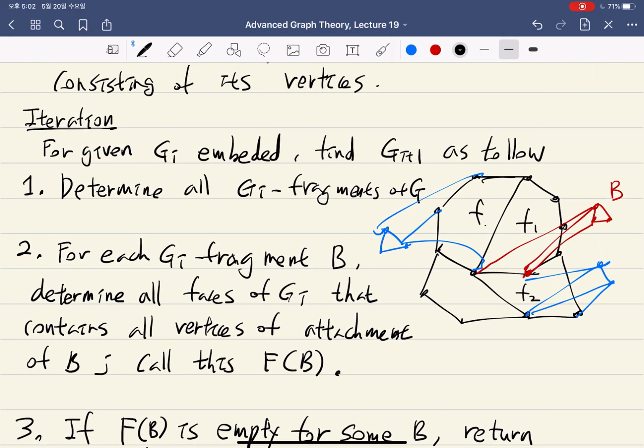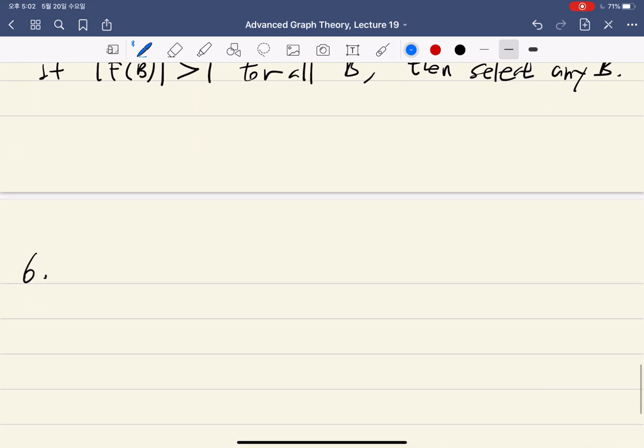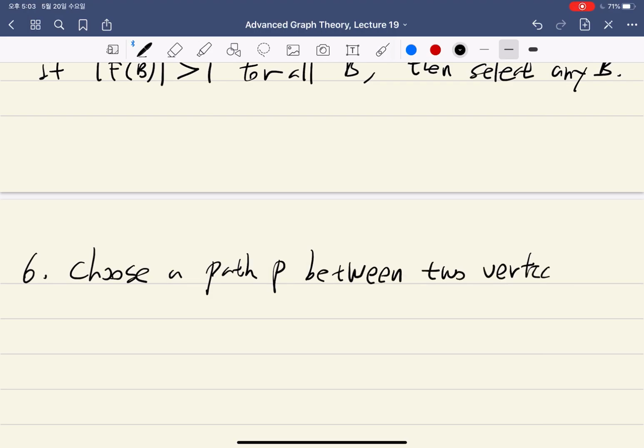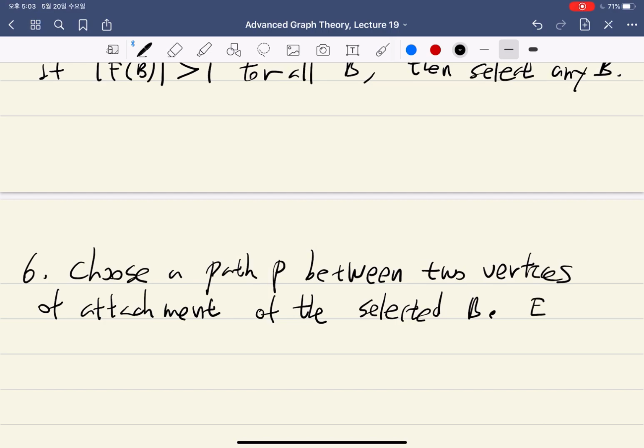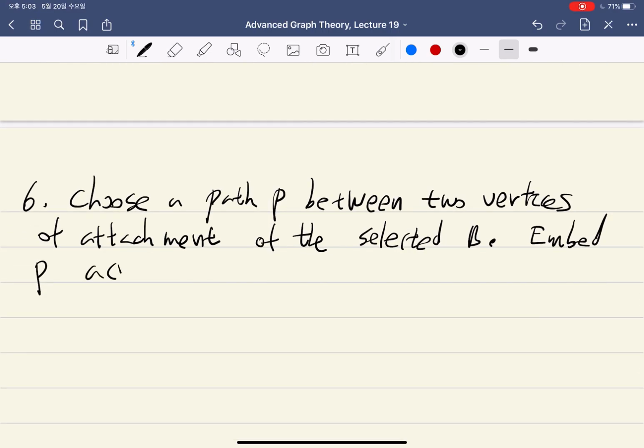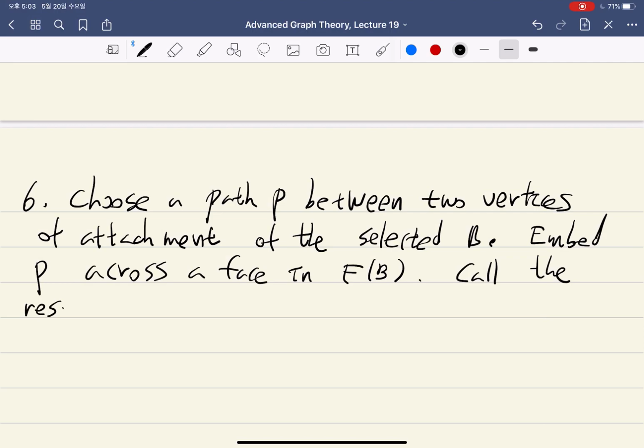And since, let's say, each fragment could be very complicated, we may not know how to embed all of them. So instead we choose a path P between two vertices of attachment of the selected B. And we embed this P across a face in this FB. And we call the resulting graph Gi plus 1.